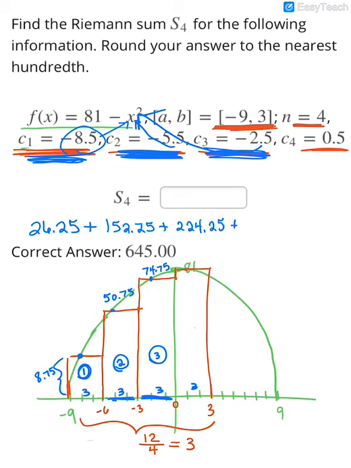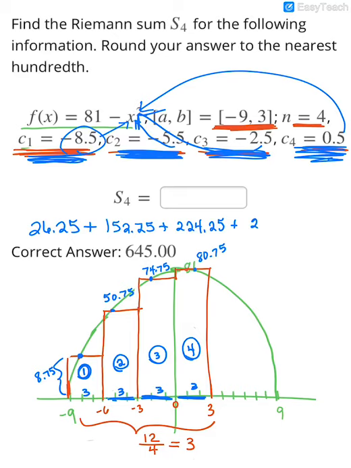224.25. And then finally, when I look at my fourth rectangle, my base is 3. They told me to let this one hit at 0.5. So if I plug my 0.5 in, 81 minus a 0.5 squared is going to leave me with a height here of 80.75. So for the area of that rectangle, if I take my 80.75, which is my height, times my base of 3, I have a total area of 242.25.